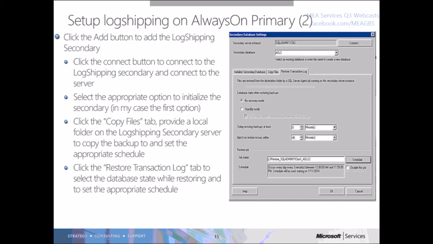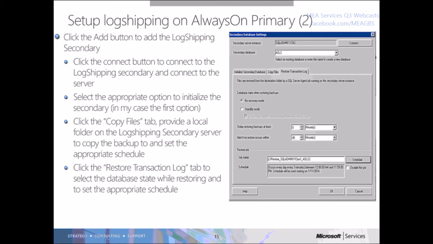So you can use the no recovery mode, which means the database will not be accessible, or you can use the standby mode, whereby you can then use this database for read-only access. And that's when you probably can also select the disconnect users in the database when restoring backups, because if you don't do that, then we can't restore the backups. So these are the options that you need to do in order to configure LogShipping. So once you have done this, you can click OK twice. That will get you back to finish the process.